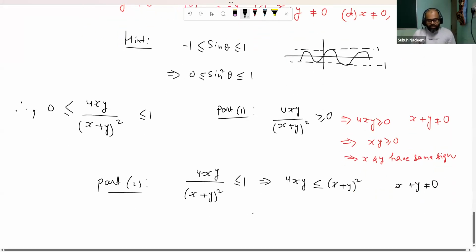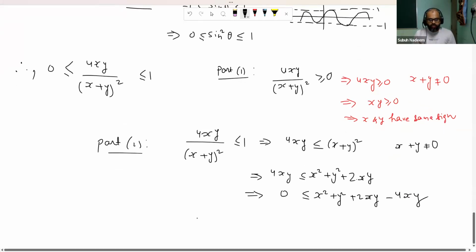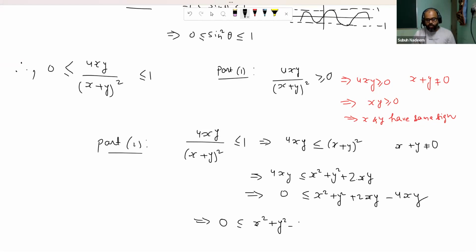Now, if you simplify this, you will get 4xy less than or equal to x square plus y square plus 2xy. Apply the identity (a plus b) whole square. 4xy, we take that side, it will become x square plus y square plus 2xy minus 4xy. After writing this, we get 0 is less than or equal to x square plus y square minus 2xy. 2xy minus 4xy is minus 2xy. So 0 is less than or equal to (x minus y) whole square.